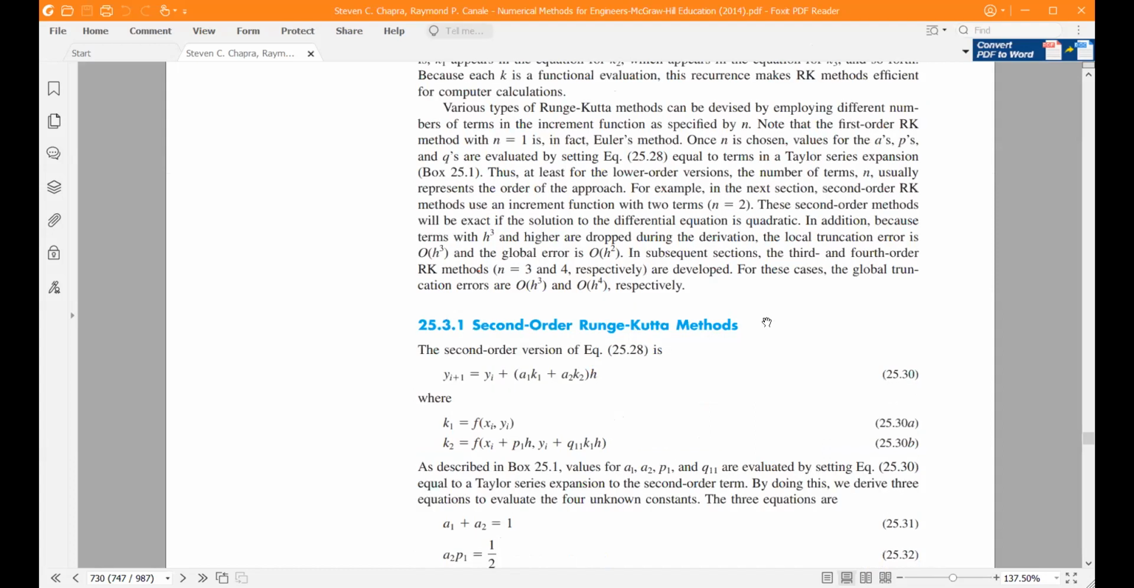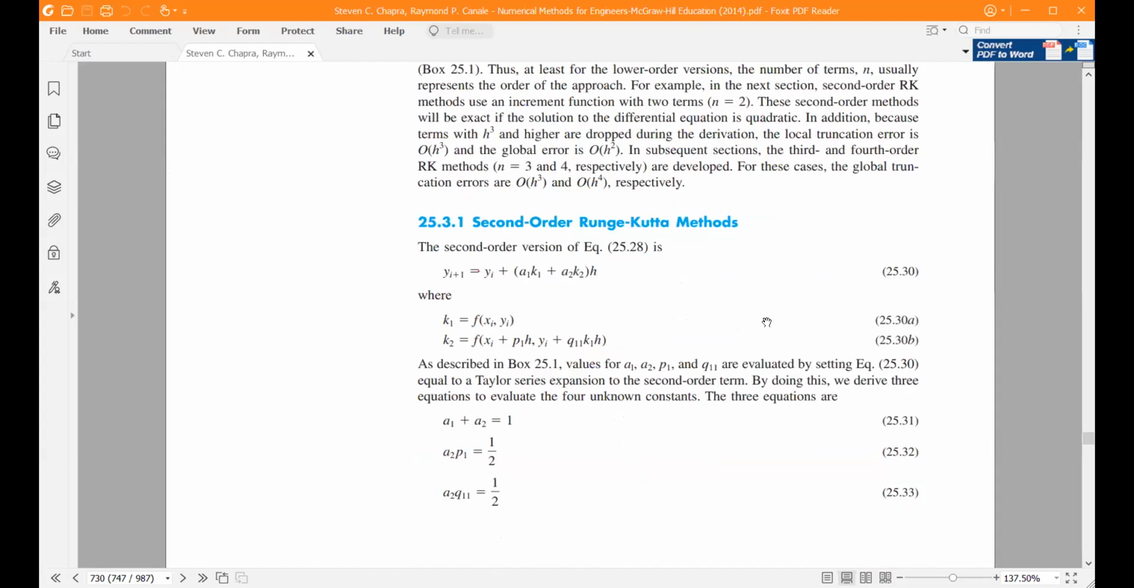In the second order Runge-Kutta method, we will have our two values of K.